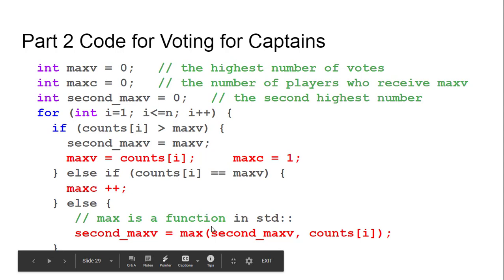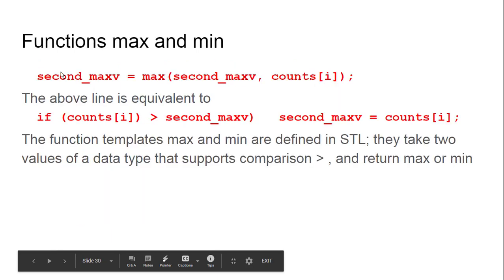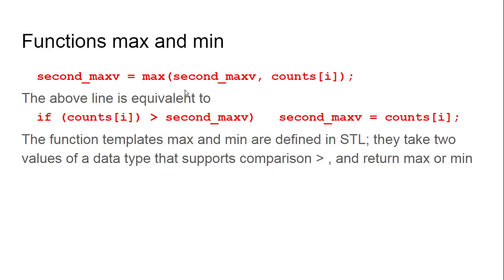That can be represented using the function max. Max will basically take two values and return the bigger of them. This is a function defined in the standard library, so we can use that directly. Just to recap, we can use max, and similarly there's a min. This is equivalent to the way of writing it that we've done before.